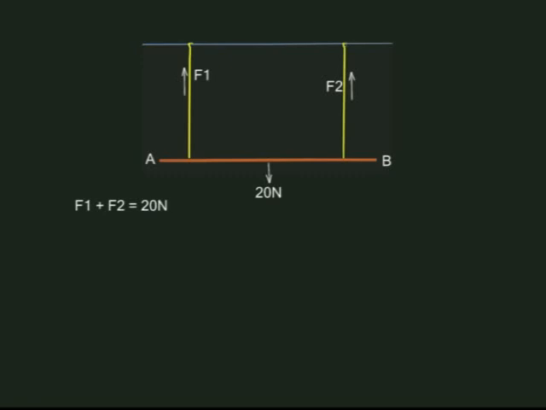2 times 10. Now taking moment about A, we have F2 times 3 meters, that is the distance, is equal to 20 newtons times 2. F2 times 3 is equal to 20 times 2. So I divide both sides by 3 and F2 is equal to 13.3 newtons.